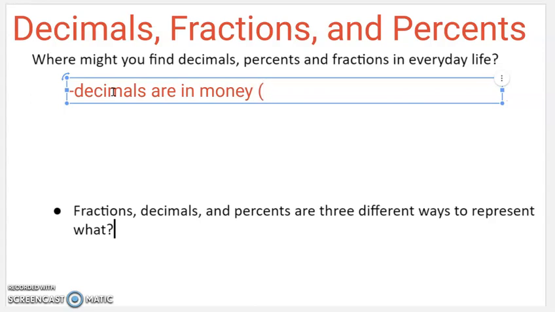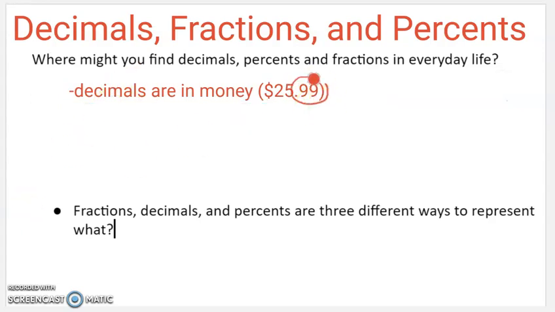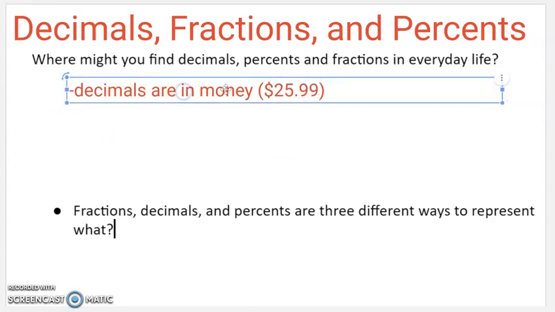For example, if I have a shirt that I want to buy that's $25.99, the decimal is right over here. After my decimal, that talks about change. So the decimal point represents where the whole dollars on the left side stop and the change begins. Okay, so that's just one example.